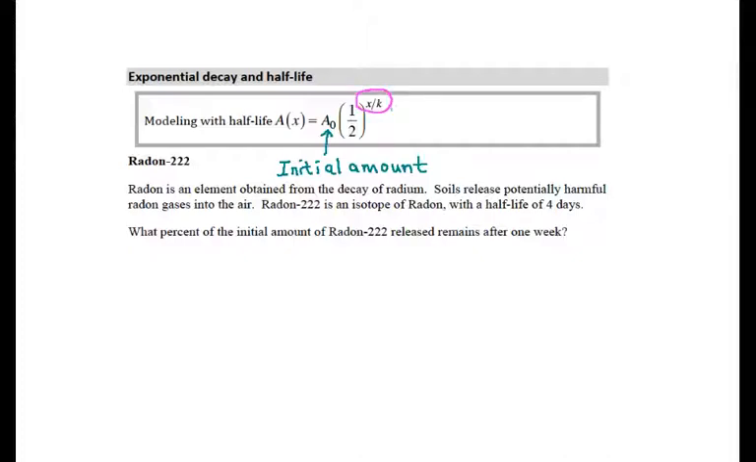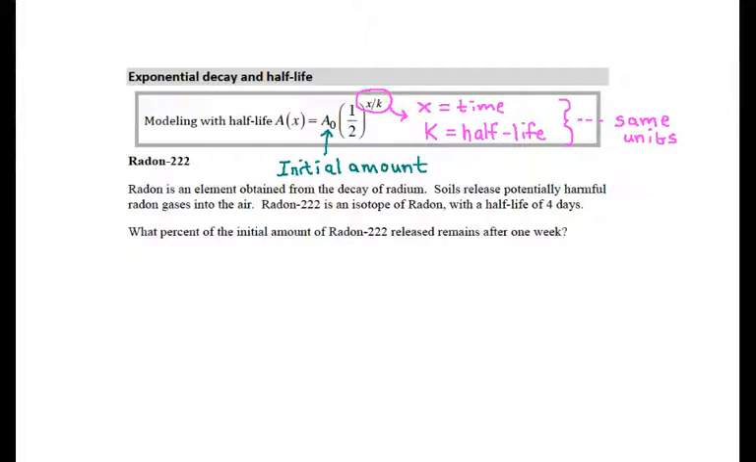And in this, x is the variable representing time, and k is the half-life, which is also in time, but it's a constant. So both of these are measures of time, and they both must be in the same units. So that means that if my half-life is given in years, my x variable that represents time must also represent time in years.